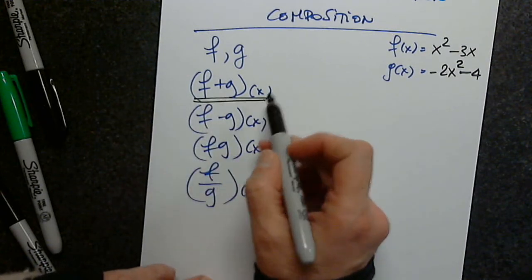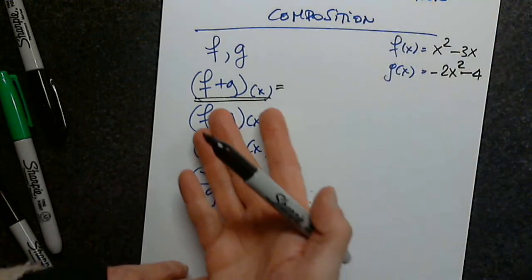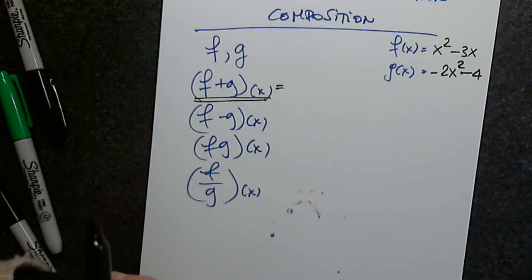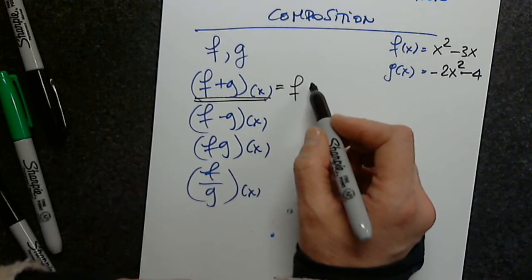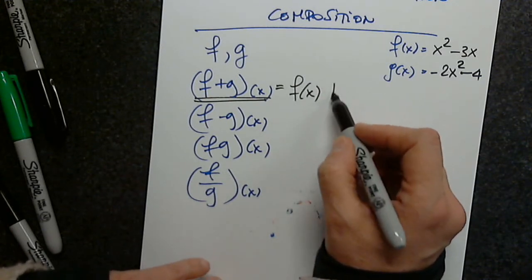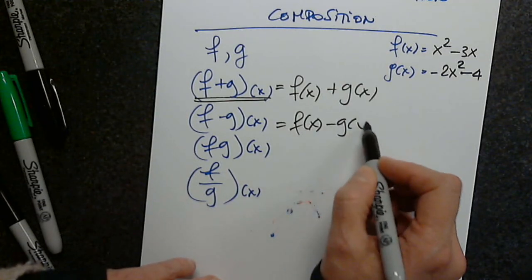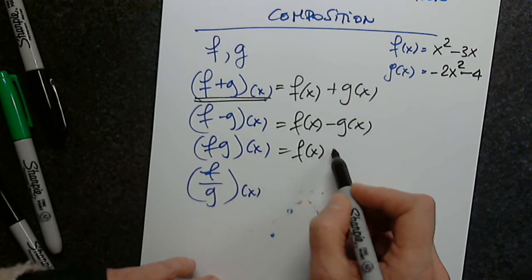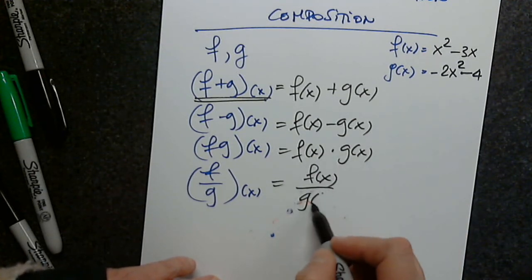Can anyone give us the definition of this function? Not for any particular example, but what do you think this should be? Should equal to f of x plus g of x. That's it. This is f of x minus g of x. This is f of x times g of x. And this is f of x over g of x.